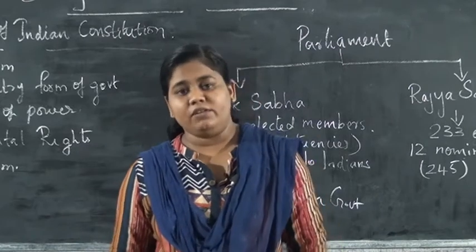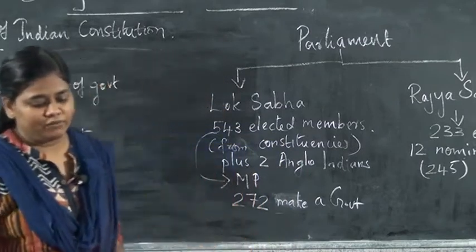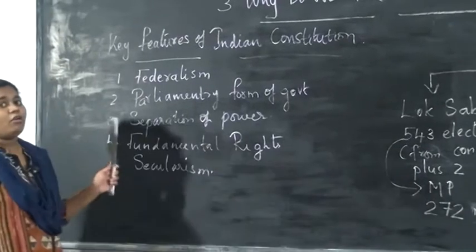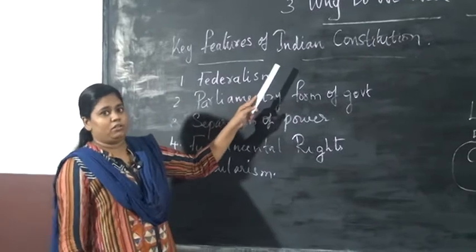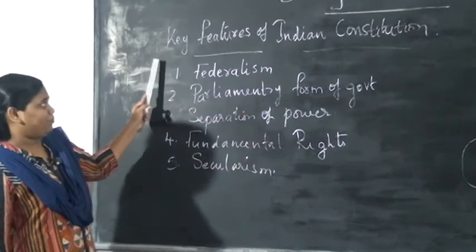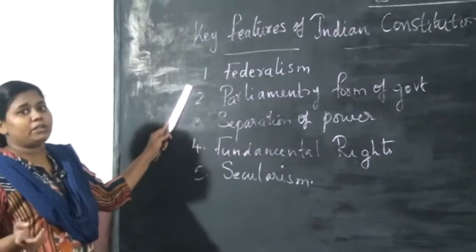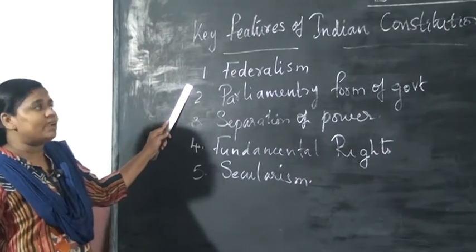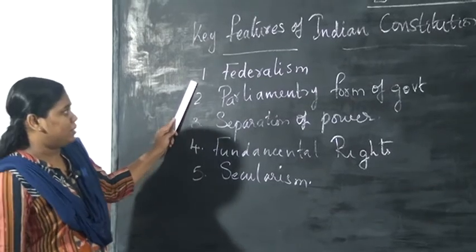In the first lesson we studied about the Indian Constitution. In that chapter we discussed the key features of the Indian Constitution. Do you remember? The first one was federalism, which means there are two types of government in our country, the state government and the central government.